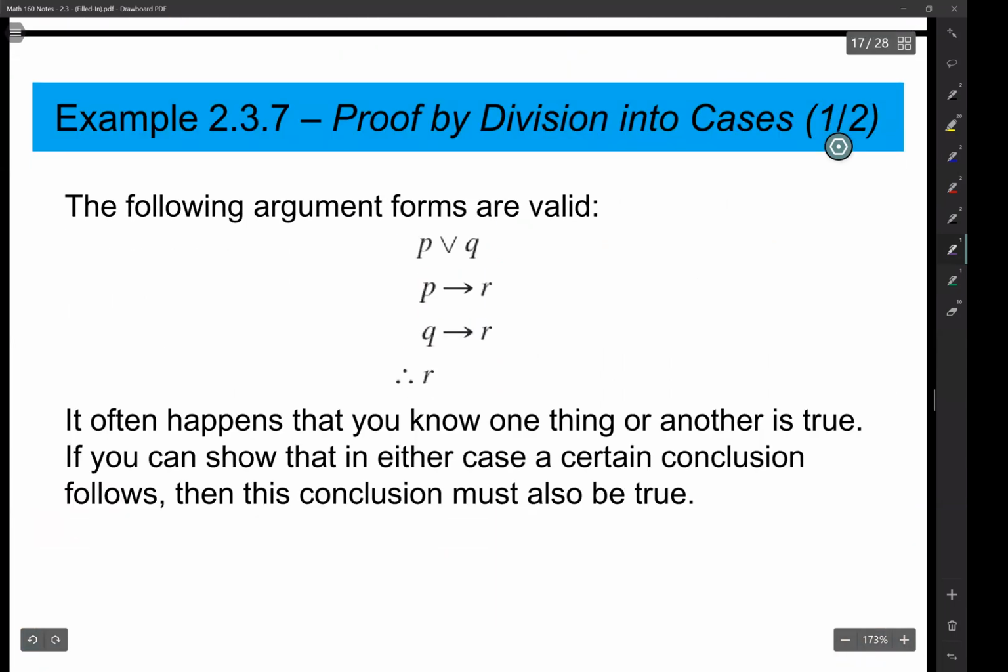This is a really, really powerful thing that we're going to be using a lot this semester, division into cases. So what does this say? Well, it actually has three premises, and the first one says P or Q. The next one says P implies R. The next one says Q implies R. Again, this is like saying I'm Scott or I'm Jay-Z.